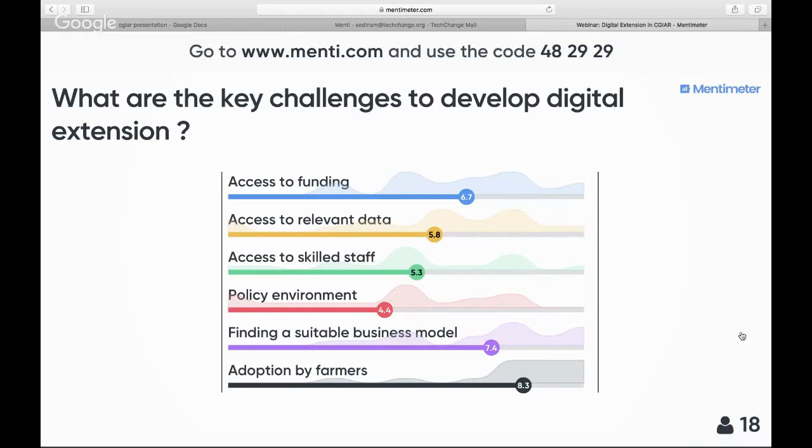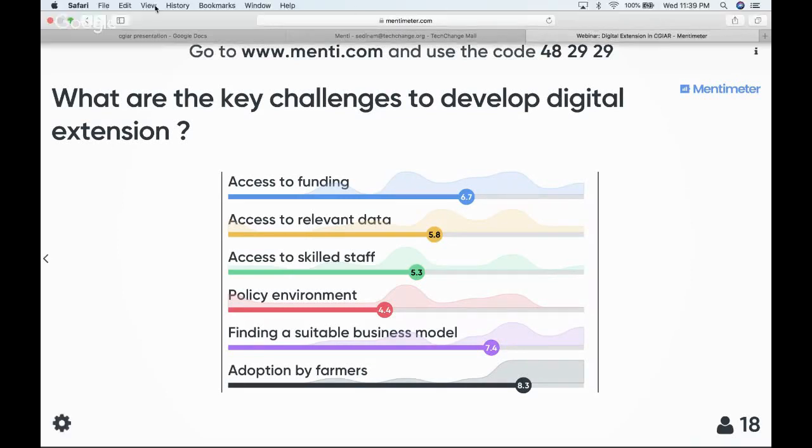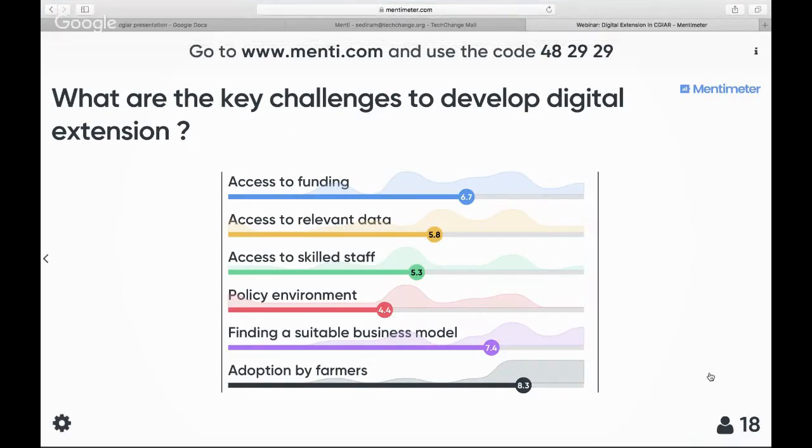Okay, guys, if you see, we can take a look at the results of Mentimeter, right? It seems like the adoption by farmers is still the biggest challenge. And if you see the graph, it's really skewed to the right, so for sure that is the biggest challenge. And even though we have very nice initiatives in partnership with the private sector, finding a suitable business model is still a challenge. And this is also what we suspected here in Latin America.